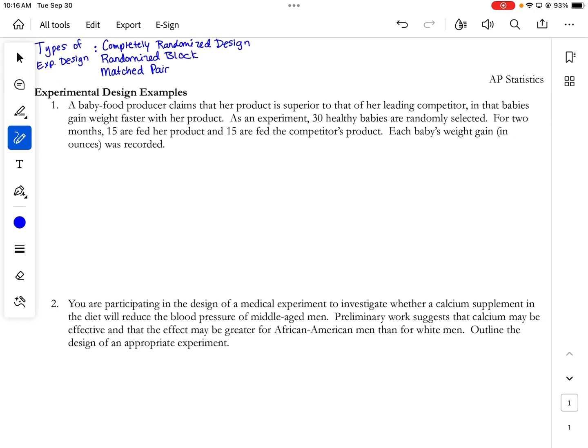Okay, so we'll look at number 1. A baby food producer claims that her product is superior to that of her leading competitor in that babies gain weight faster with her product. As an experiment, 30 healthy babies are randomly selected. For 2 months, 15 are fed her product, and 15 are fed the competitor's product. Each baby's weight gain in ounces was recorded. So, what kind of design would this be?